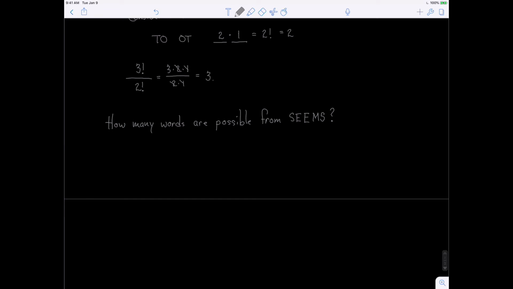Well, here's how we do this. We think of it if all letters are different, then there would be 5 factorial words, because there's 1, 2, 3, 4, 5 letters in seams. Now wait a minute though. I have the E's repeat. So for the E's, we need to divide by 2 factorial.